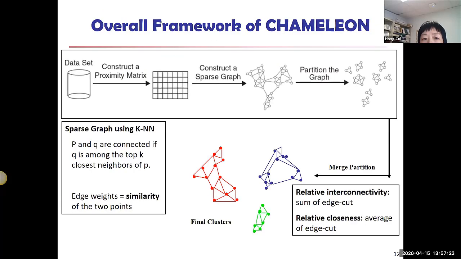So Chameleon, this gives us a different idea. It's a hierarchical, but also uses ideas of graphs. It also comes from a different perspective in terms of what should be considered a good cluster. So an overview of Chameleon.